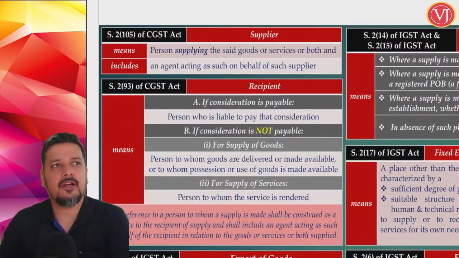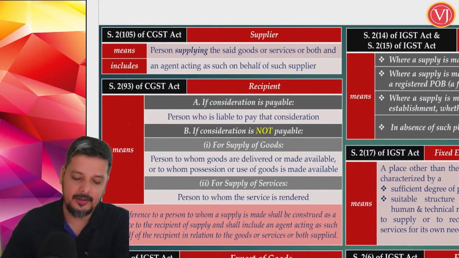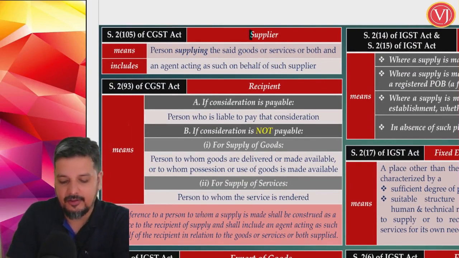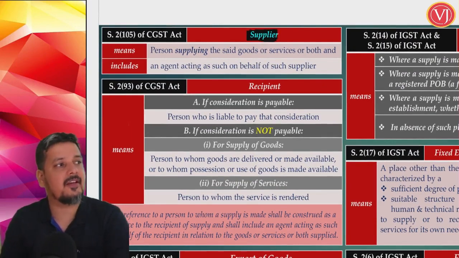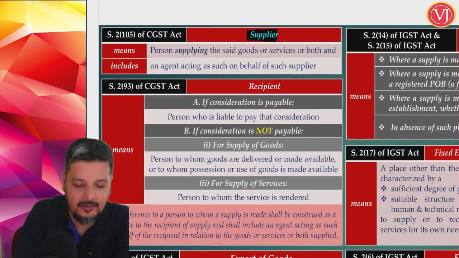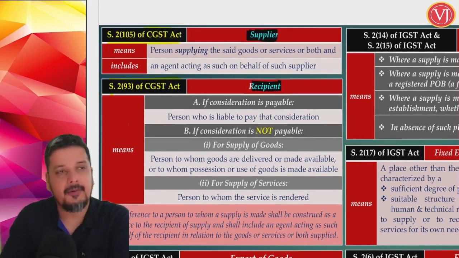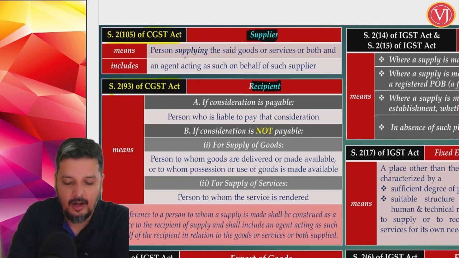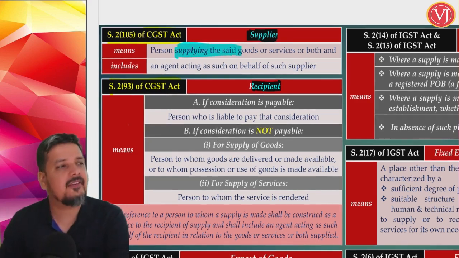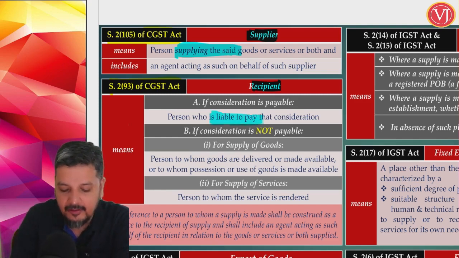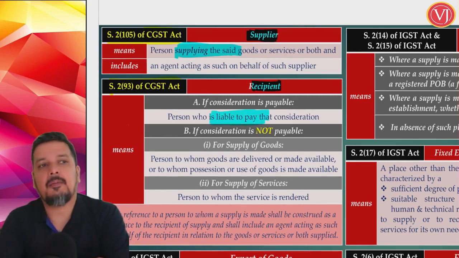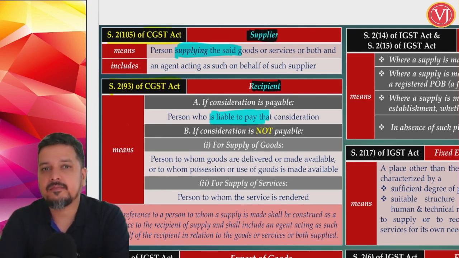Before telling location of supplier or location of recipient, you should find who's the supplier and who's the recipient. Supplier is a very general definition. Generally, all the definitions that we are discussing here are from the IGST Act, but this part of the definition is taken from the CGST Act. Supplier means a person who's supplying the goods or services, and includes his agent. But recipient does not mean the person who's receiving the goods or services. Recipient means a person who's liable to pay the consideration.